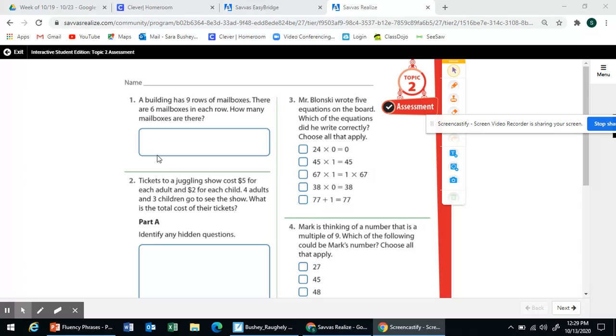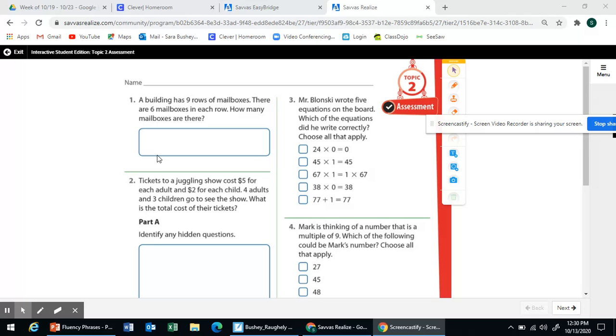Okay, so you should have everything you need. So like I said before, we are on page 101, and we're going to go ahead and look at question 1. So it says, a building has 9 rows of mailboxes. There are 6 mailboxes in each row. How many mailboxes are there?